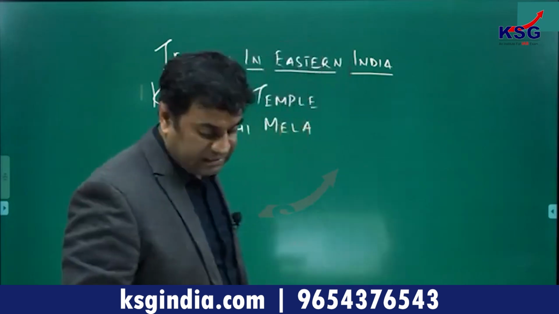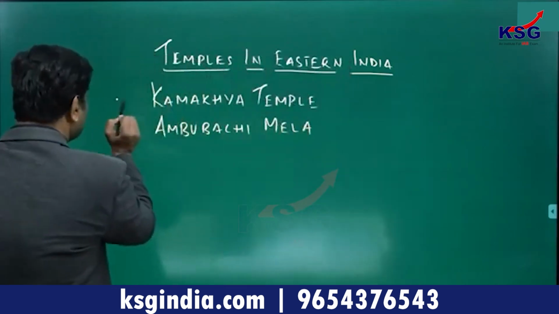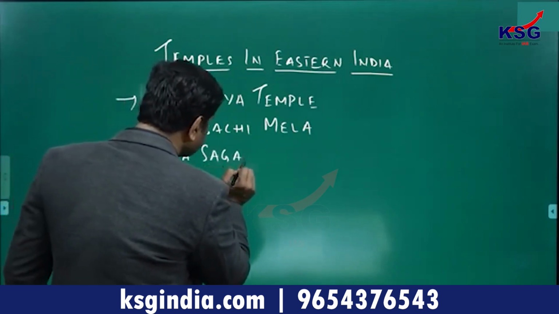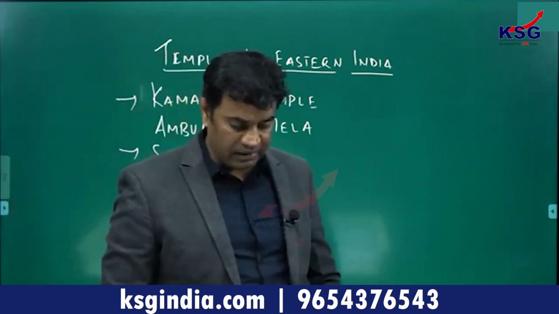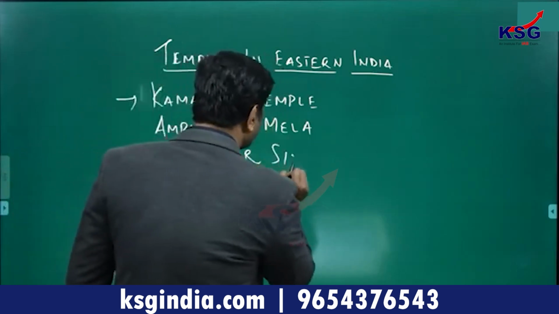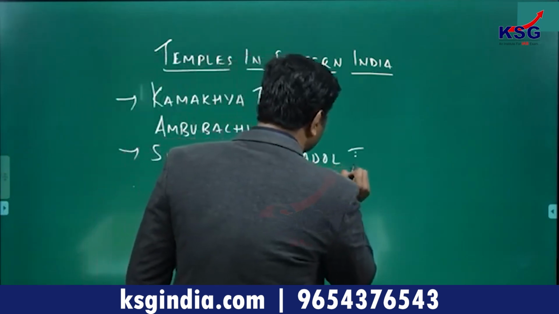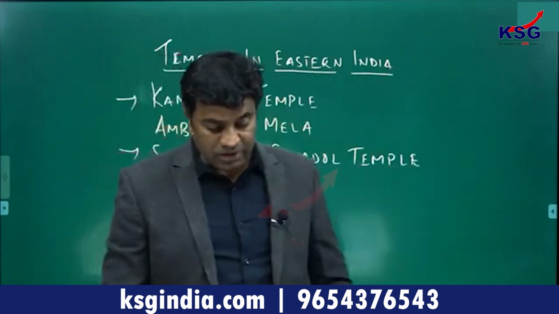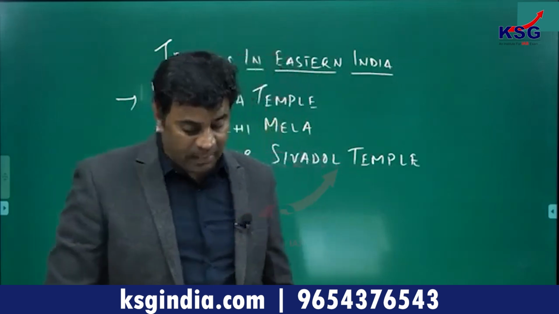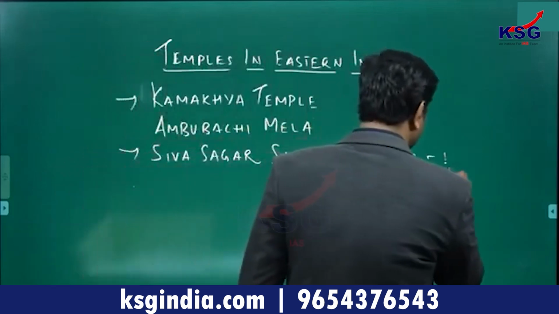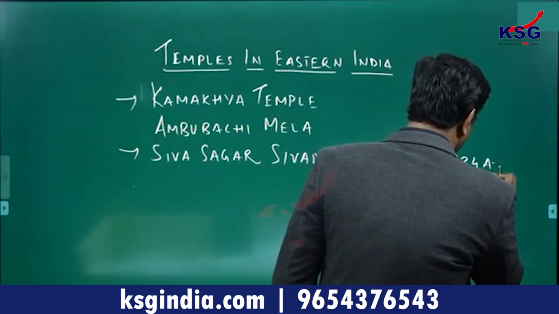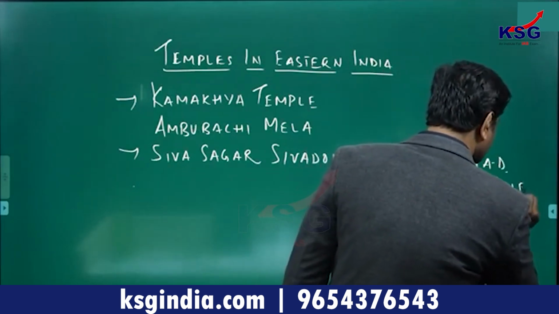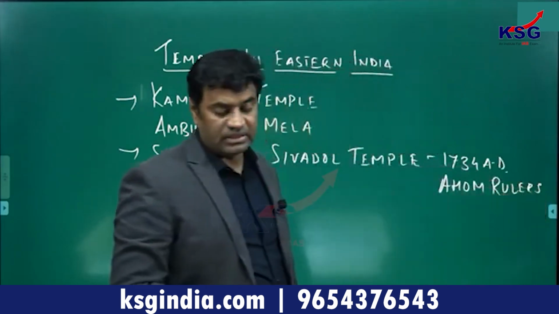Along with this, there was another temple in the northeastern part of India, known as Shiv Sagar, also known as Shiv Sagar Siva Dole Temple. It was constructed by Ahom rulers in 1734 AD. So constructed by Ahom rulers. We'll come to these rulers, very powerful one.